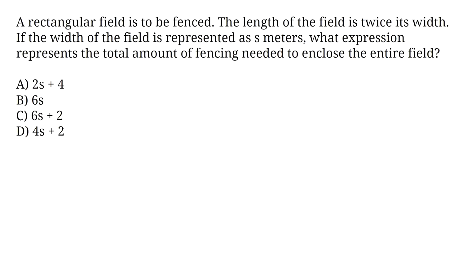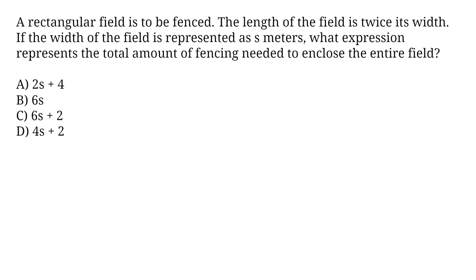A. 2S plus 4. B. 6S. C. 6S plus 2. D. 4S plus 2. Questions in which the answer is an expression are also common on the GED. You have to be familiar with geometry word problems that require you to find the area or perimeter. Here, we are talking about fencing, so the question is about perimeter.